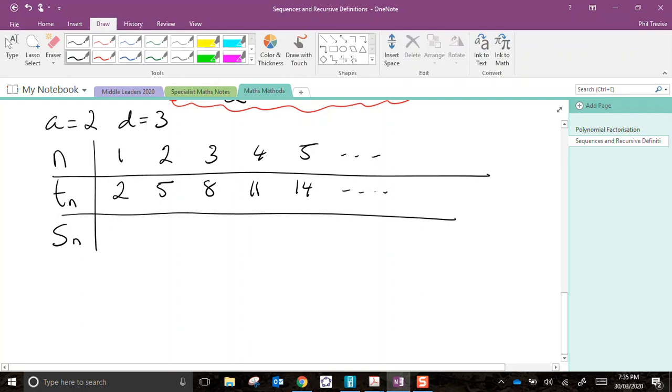Now, what about the sum? Well, the sum to one term is just the first, 2. The sum to 2 terms is 2 plus 5, that's 7. The sum to 3 terms is 7 plus 8, that's 15. The sum to 4 terms is 26. The sum to 5 terms is 40.